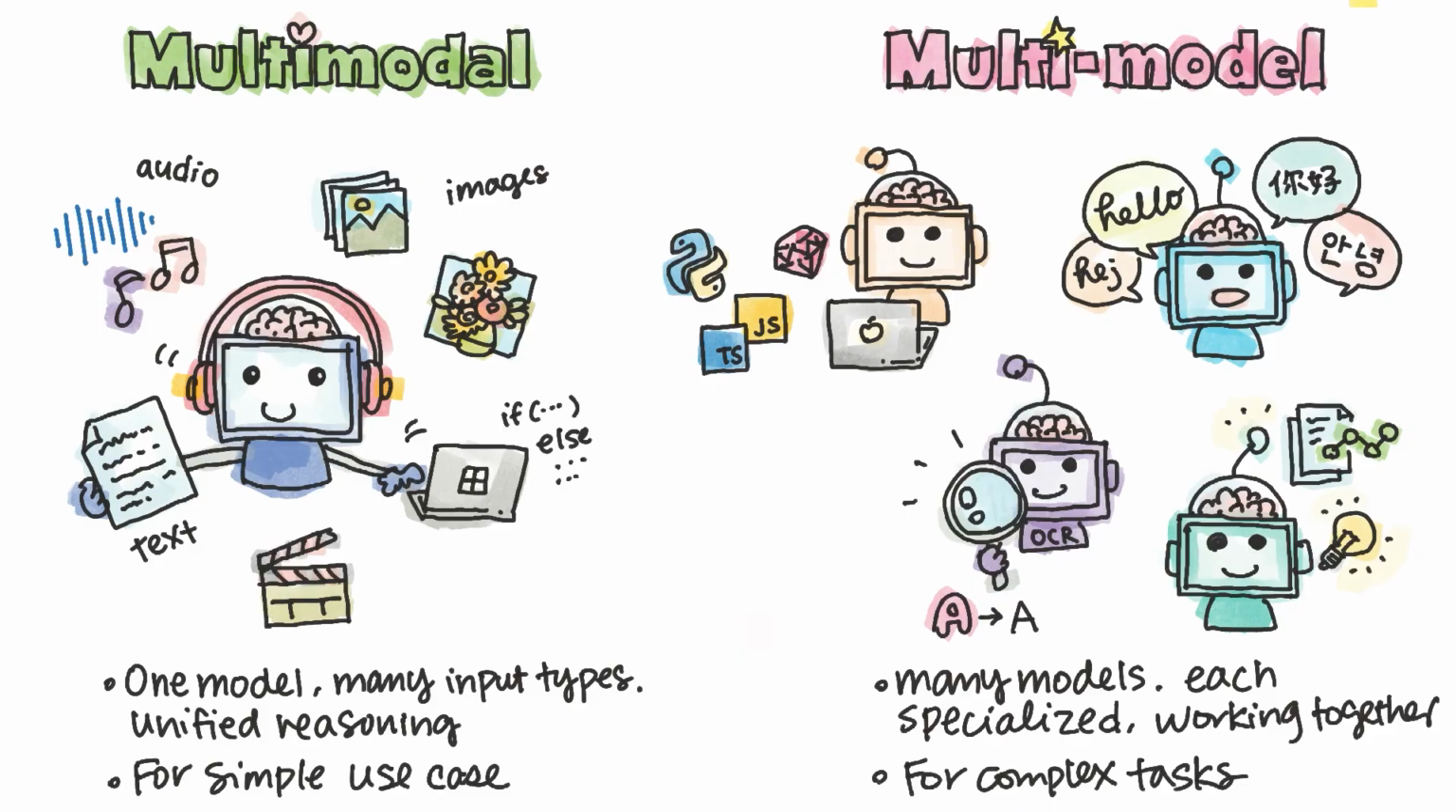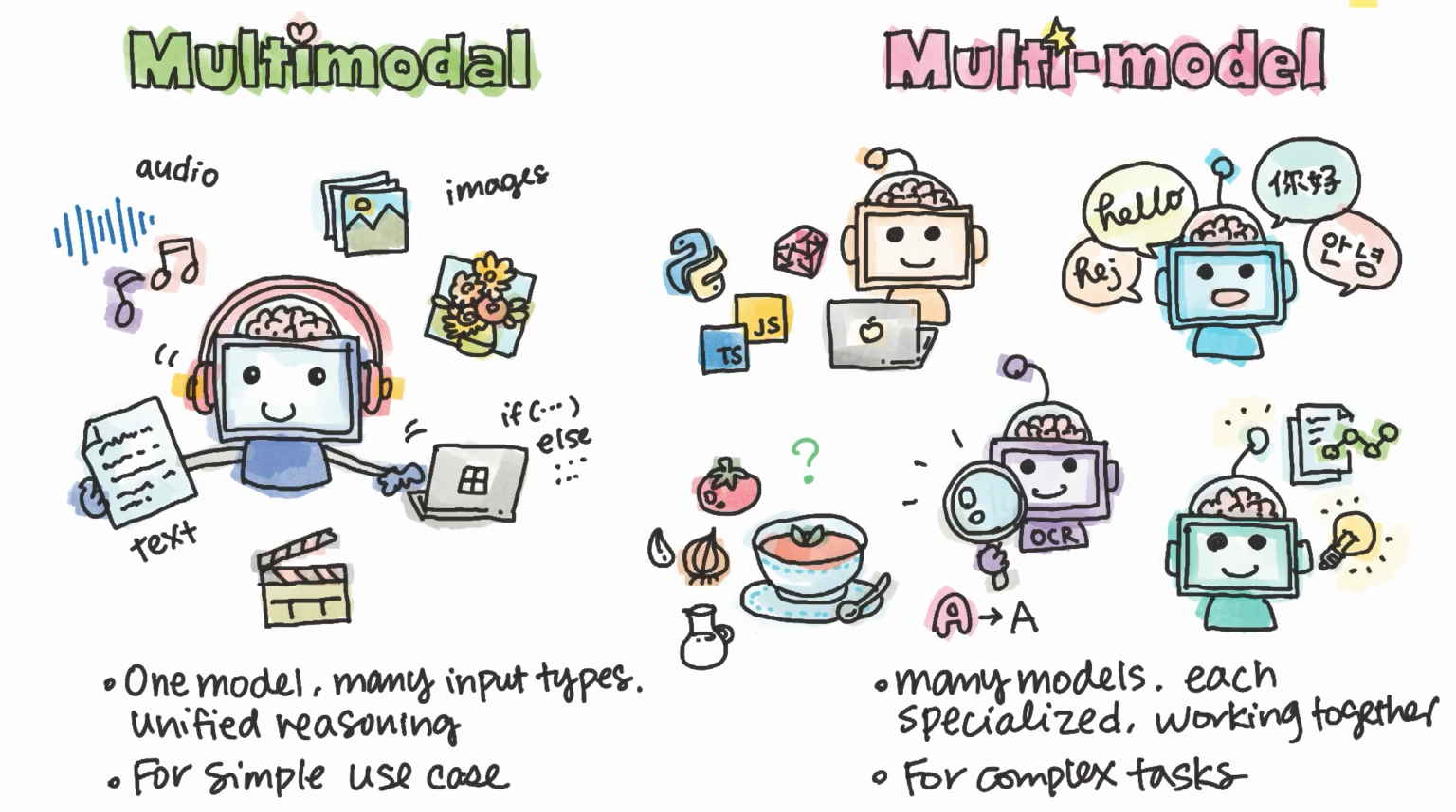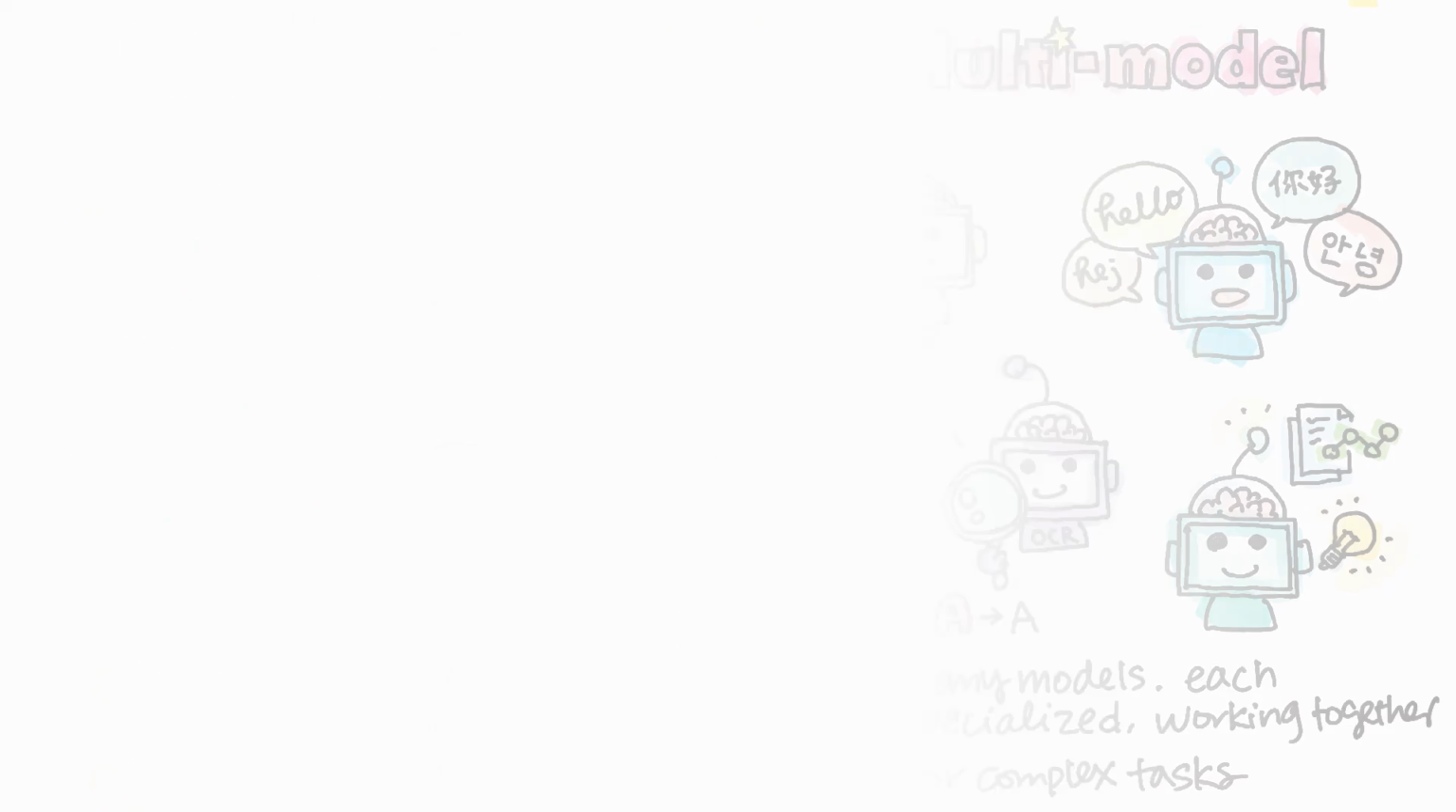For example, you might combine a specialized OCR model for reading a restaurant menu, a translation model for foreign language, and an LLM on top for reasoning about the result, like analyzing ingredients and allergens in the menu. Now Ayça will show you an actual example.